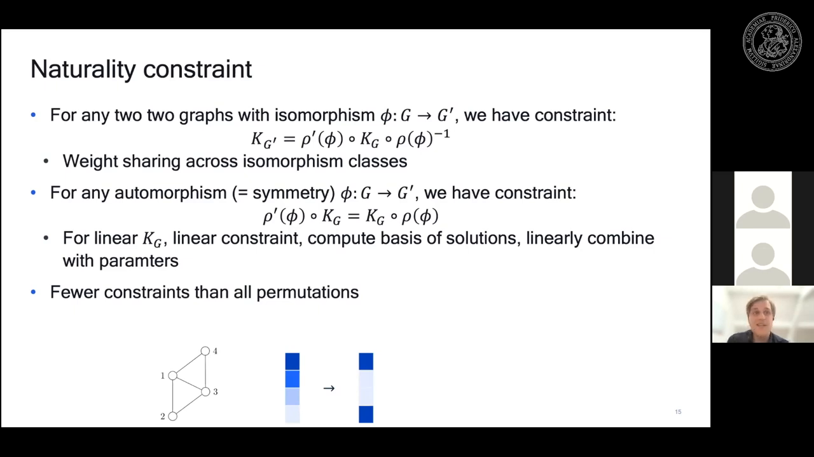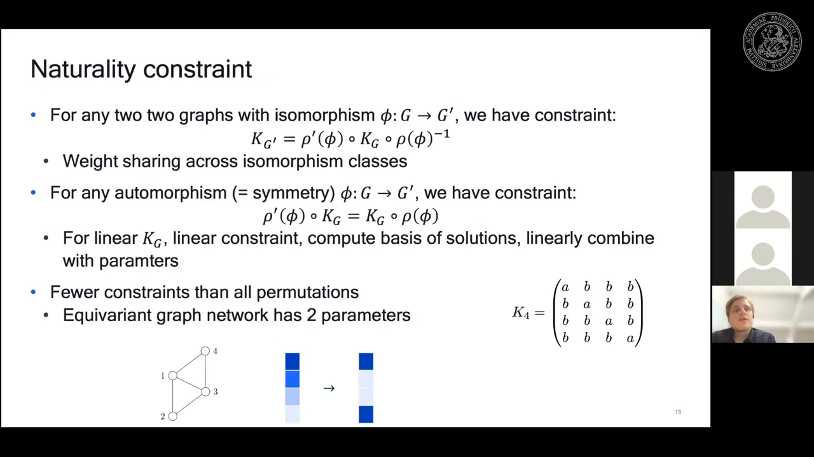If we look at an example, then we see that if we take this graph with four nodes, and we take this input feature vector space, R4, mapping to the output feature space, again R4, that if we were to use an equivariant graph network, this network would have two parameters. This is sometimes also called deep set. Basically, we have a diagonal and an off-diagonal term.